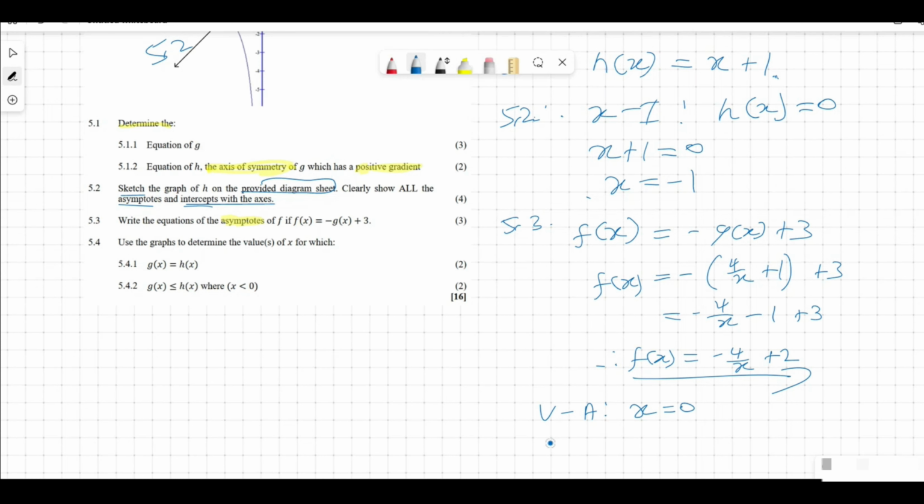Don't forget that. Then our horizontal asymptote is what? It's y is equal to q. So the value of q here is what? It's 2. Can you see that? Yes. So our horizontal asymptote in grade 10 is y is equal to q. So our q here is 2. There we have answered the question.